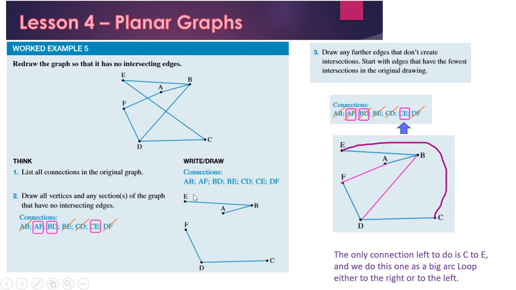Now let's cross off the connections we've got. They're all the ones we have to have. Now we've just taken care of AB, so we can cross that off. BE, we've got that okay, so we can cross that off. We've got CD, cross it off, and we've got D going to F here, so we can cross that off. So now with this modified diagram, we're just going to worry about how we can connect up A to F, B to D, and C to E. All right, so step 3, draw any further edges that don't create intersections.